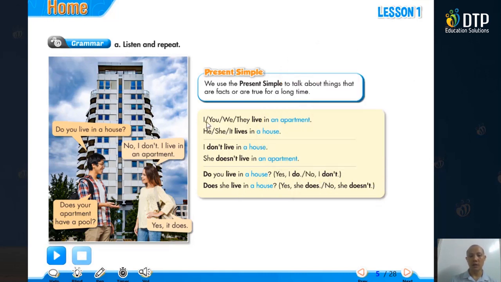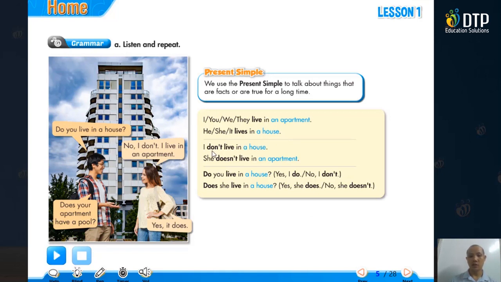Mời các con đọc cùng với thầy qua một lần. I live in an apartment. You live in an apartment. We live in an apartment. They live in an apartment. He lives in a house. She lives in a house. It lives in a house.